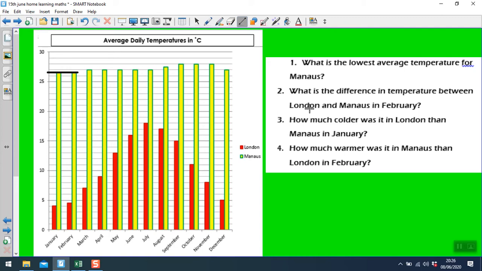What is the difference in temperature between London and Manaus in February? Difference between London in February, so that was 4.5 degrees, and Manaus in February was 26.5 degrees. So to get the answer, you do 26.5 take away 4.5, which is 22 degrees. Now pause the video while you answer the next 2 questions.